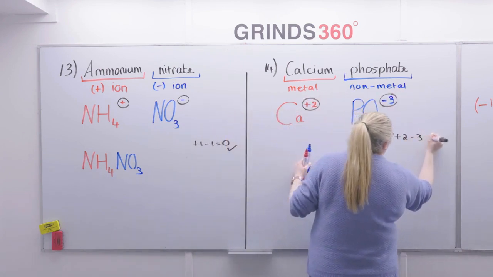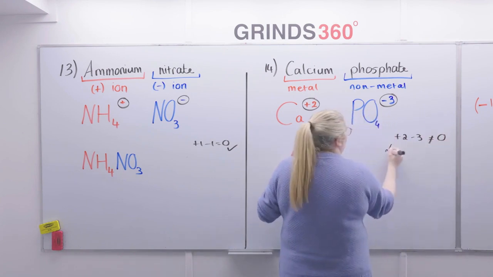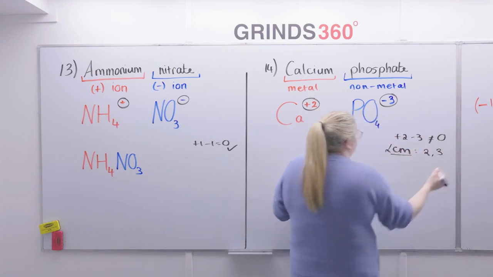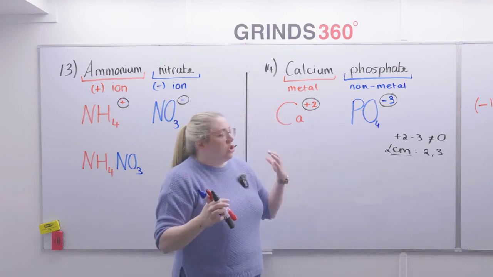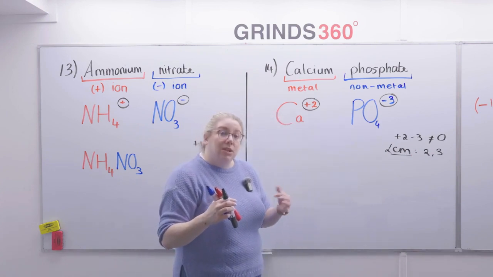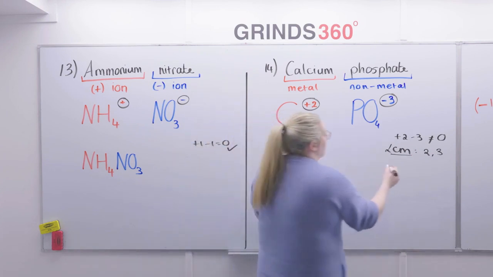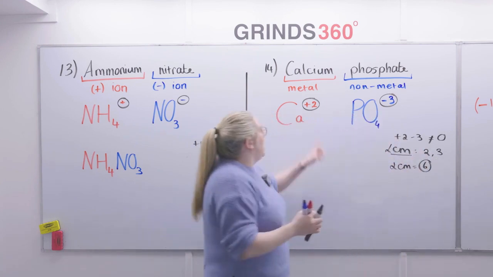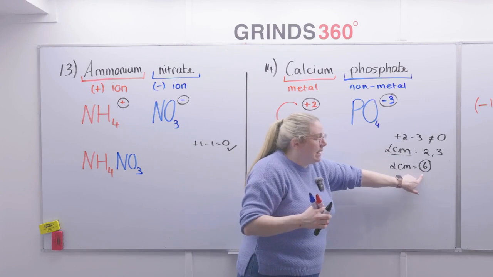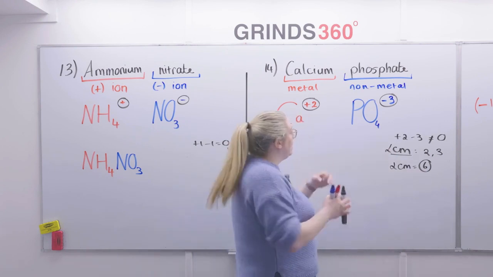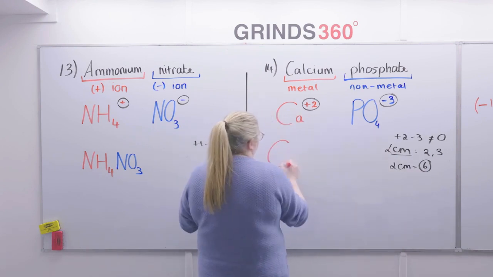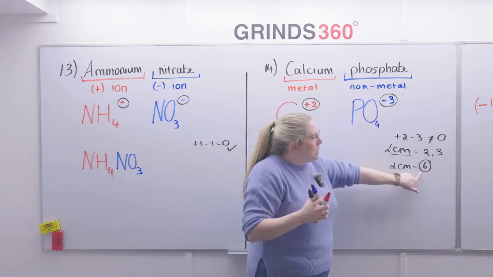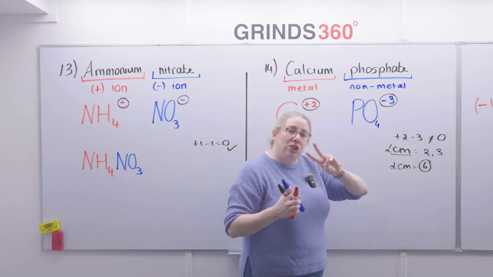+2 minus 3 does not equal 0, so we need the lowest common multiple of the charges. I have a 2 and a 3. The lowest number that 2 and 3 divide evenly into is 6. So my lowest common multiple is 6. Now here, 2 goes into 6 3 times. That means I need 3 calciums. The 3 from the phosphate goes into 6 twice. So you will need 2 phosphates.